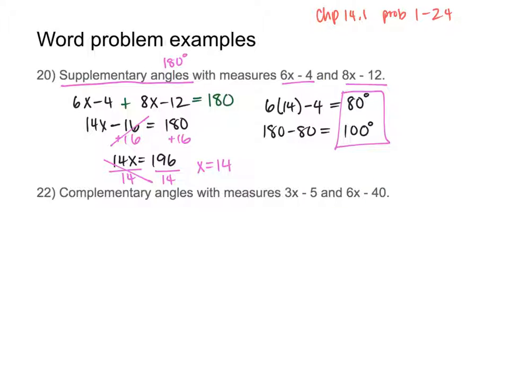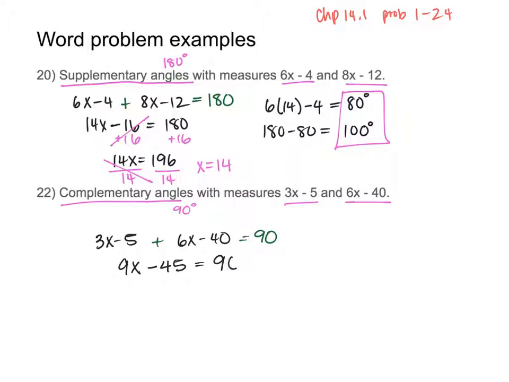Same thing for complementary. I'm just going to do it the same way, only now I'm setting it equal to 90. So I'm going to take my two expressions, combine them, put a plus sign in between them and set that equal to 90. And then when I combine like terms, I have the 3x and the 6x. Combine that, I get 9x. I have that negative 5 and negative 40. So when I combine them together, I get negative 45 equals 90.